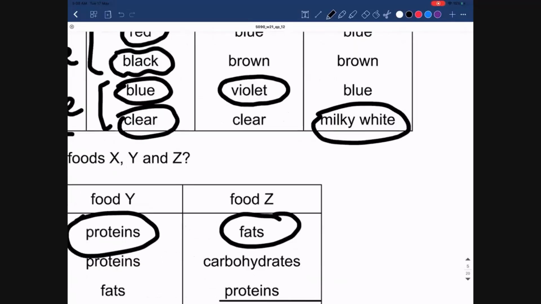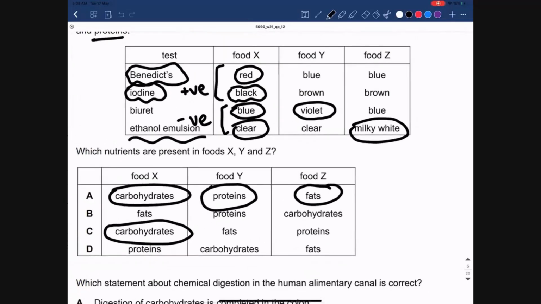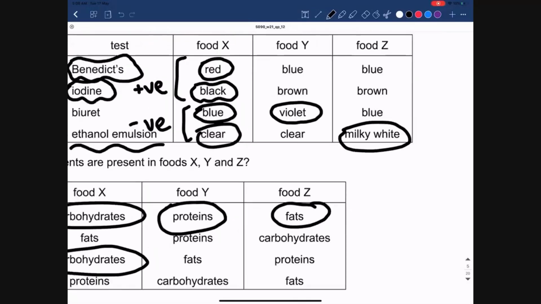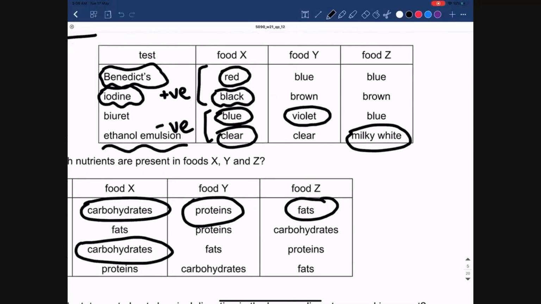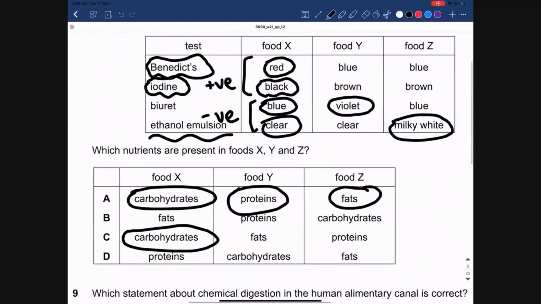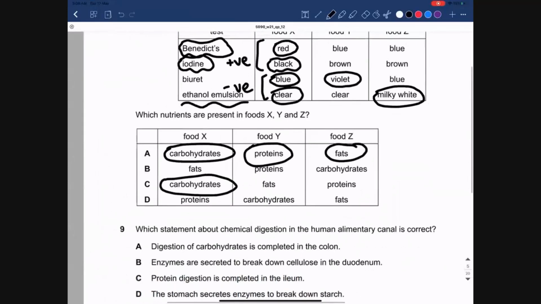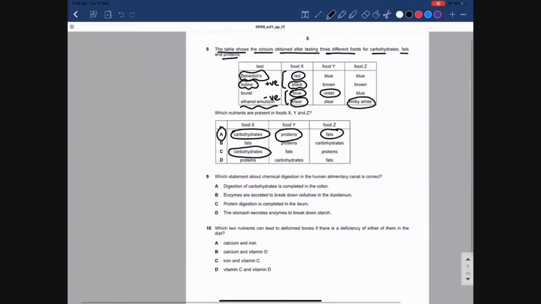As you all know, for fats we carry out the immersion test, in which first we add ethanol and then after that we add a few drops of water. If a milky white emulsion is formed, that means fats are present. If a clear emulsion is formed, that means fats are absent. So in food Z, a milky white emulsion was seen. That means food Z contains fats. So the answer is A.